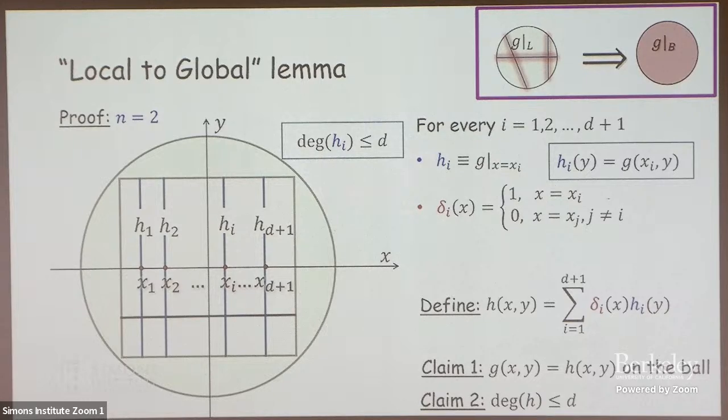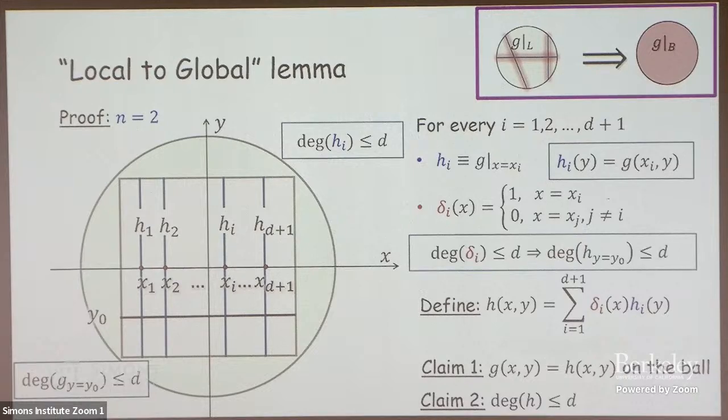We think about some line, vertical or horizontal, fixing some y0. So now g restricted to this line is degree at most d, our assumption. Note that the delta i functions are defined by interpolating on d+1 points, so they are also degree d. Now we can think about the d+1 points that intersect the vertical and the horizontal lines. Both functions h and g agree on them, and their restrictions to the line are both degree d univariate polynomials, so they have to agree on the entire line.